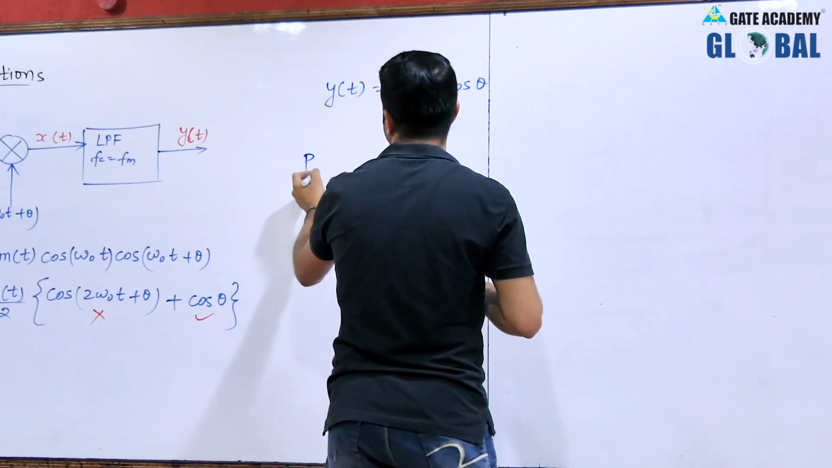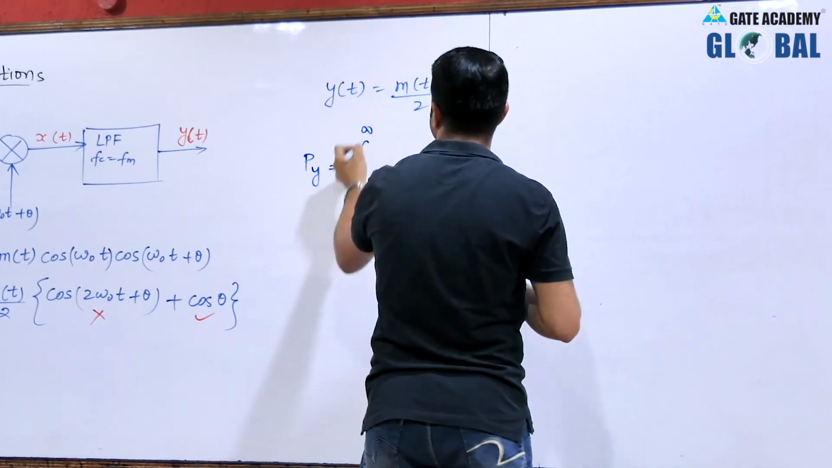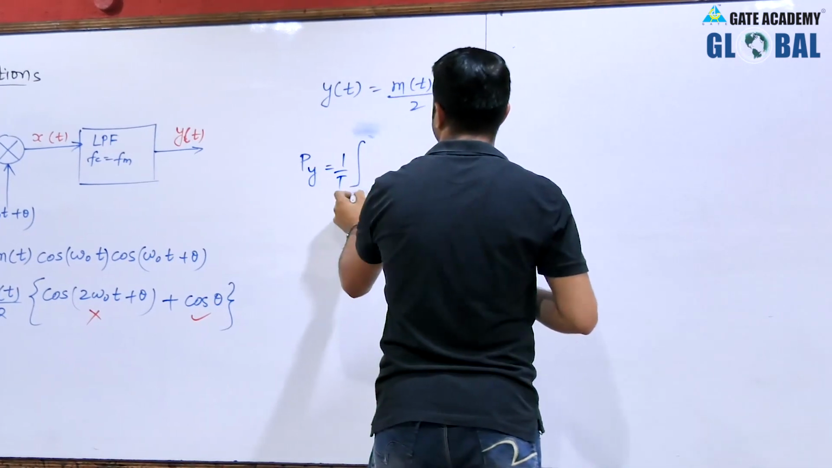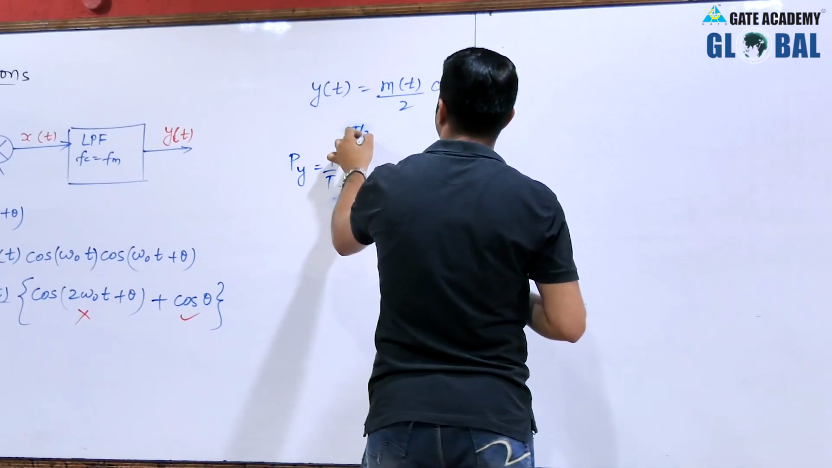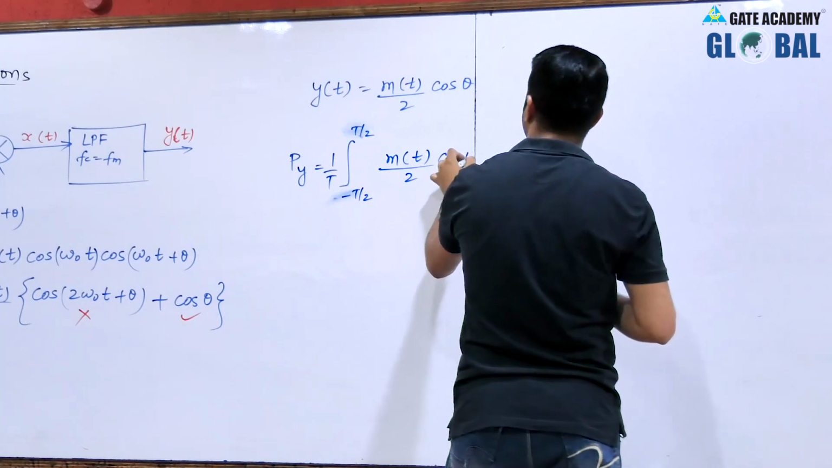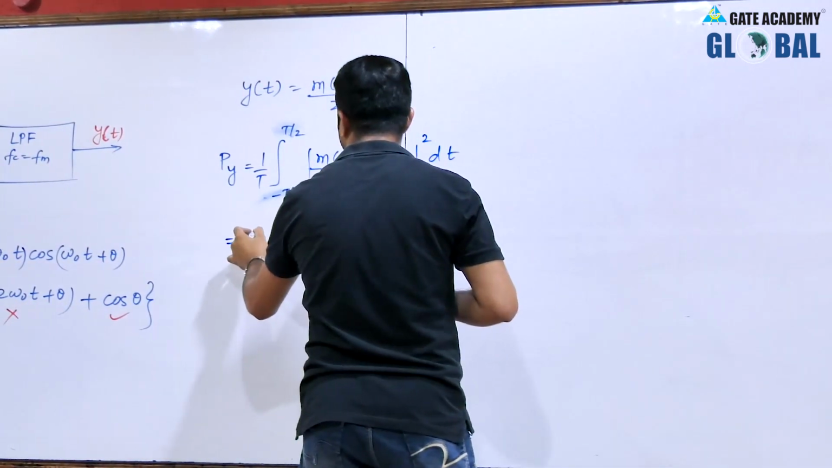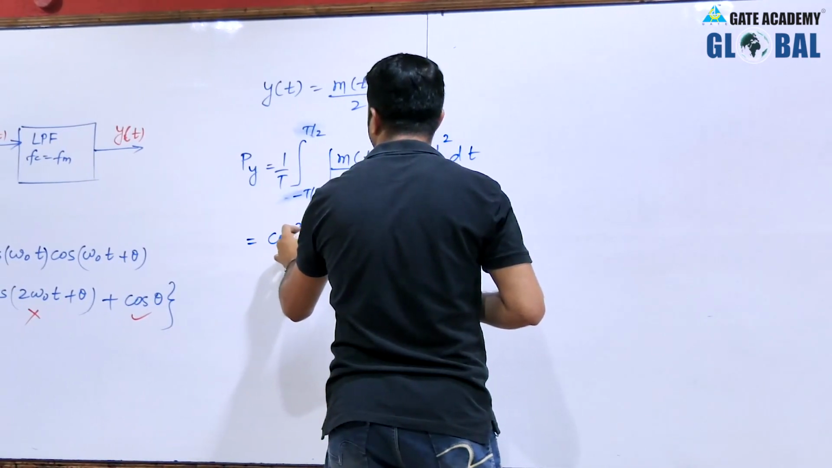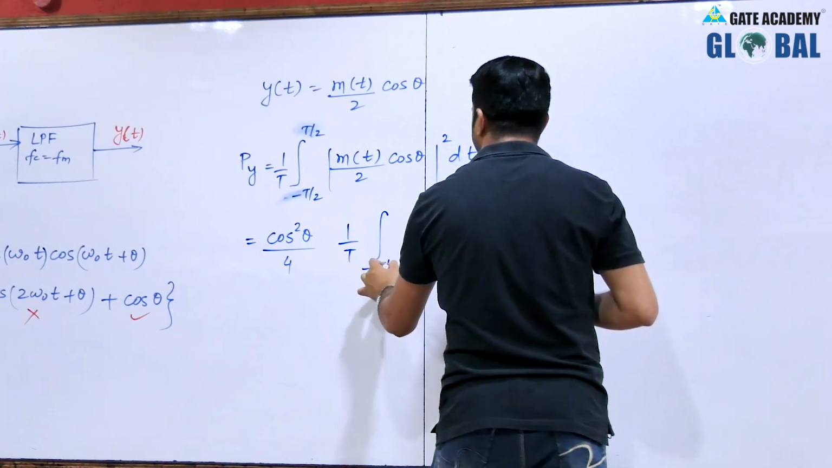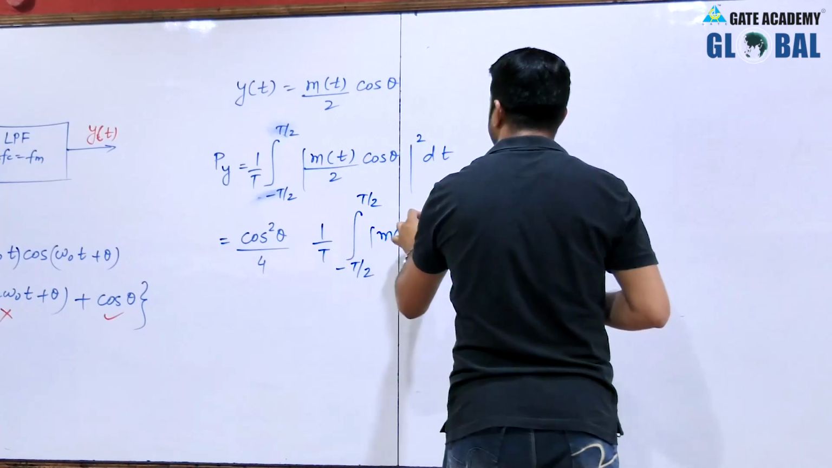When we calculate the power of y(t), it is the limit of 1 upon T integration from minus T by 2 to T by 2 of the magnitude square of m(t) by 2 cos theta into dt, and here we get cos square theta by 4 as a constant, and we will get 1 upon T integration from minus T by 2 to T by 2 of magnitude square of m(t) into dt.